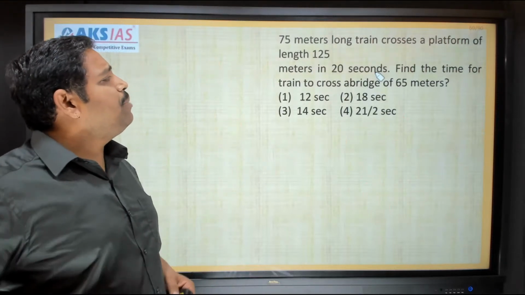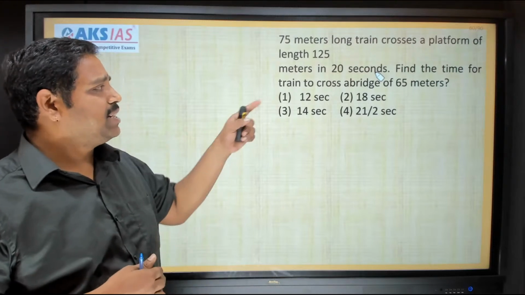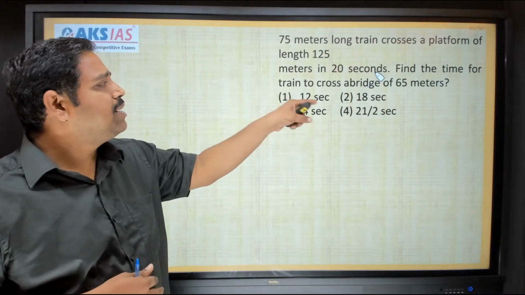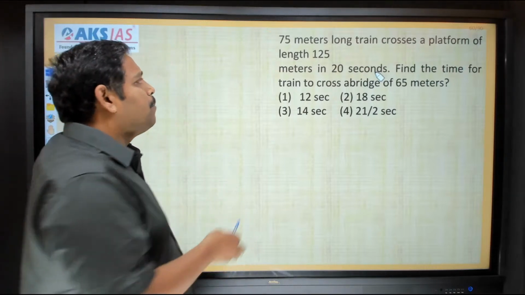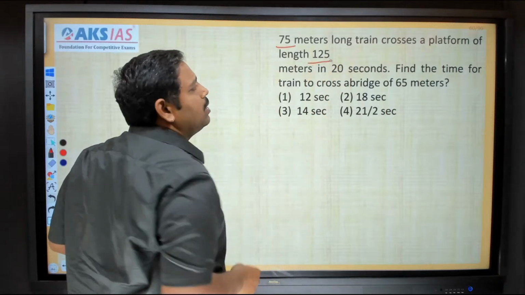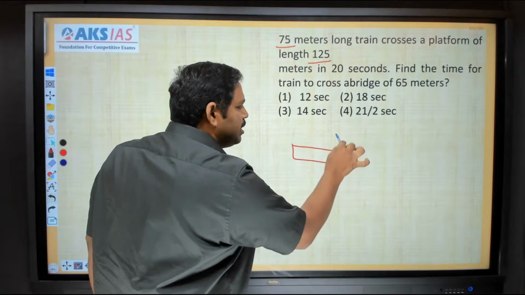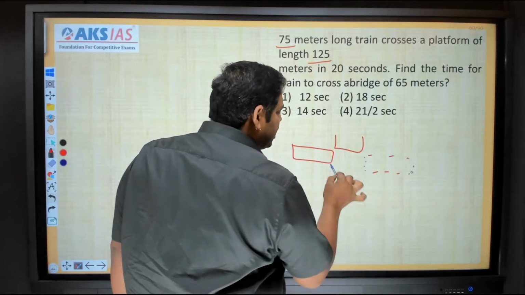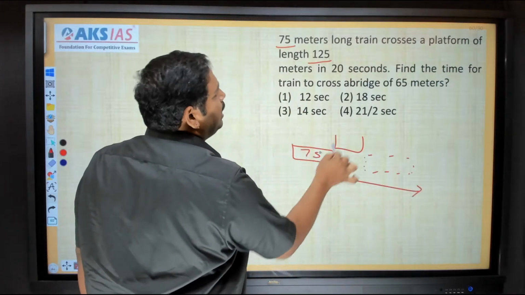A 75-meter long train crosses a platform of length 125 meters in 20 seconds. Find the time for the train to cross a bridge of 65 meters. There is a 75-meter long train and a 125-meter platform. Assume this is the train and this is the platform. Crossing means the train has to come like this. That means it has to cover both the lengths: this is 75 and this is 125, right?